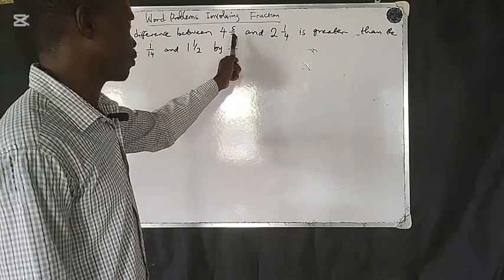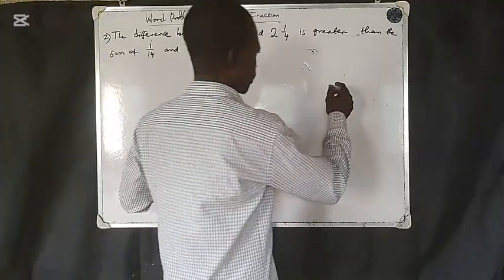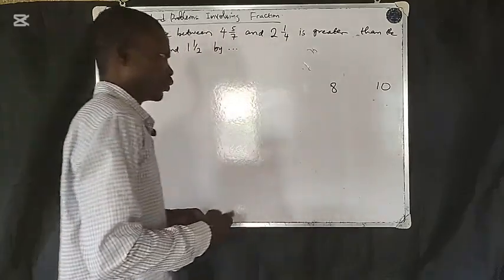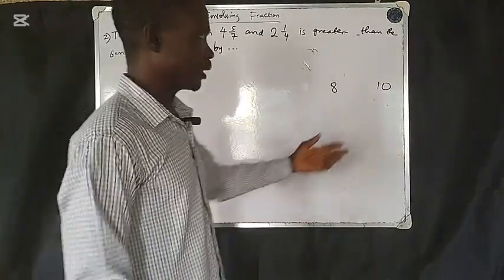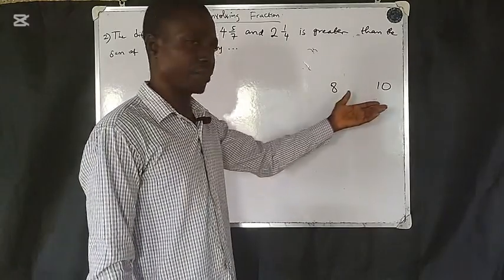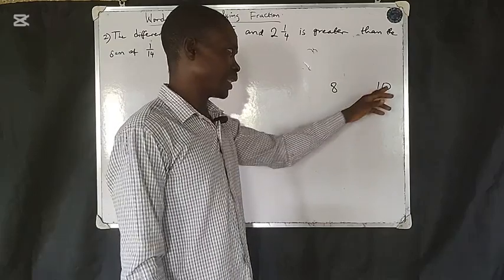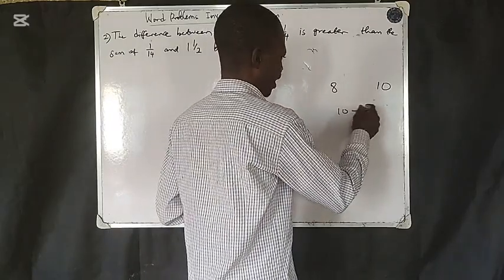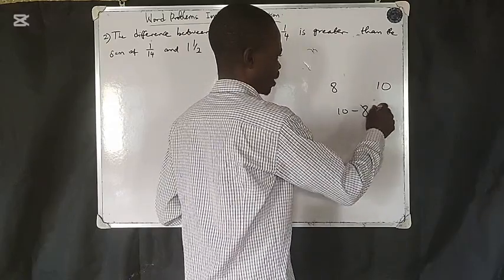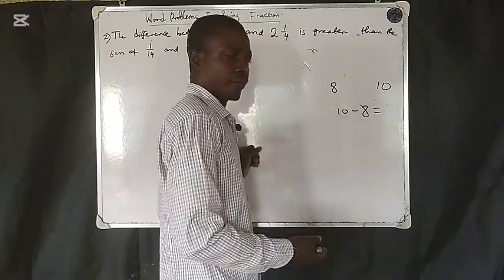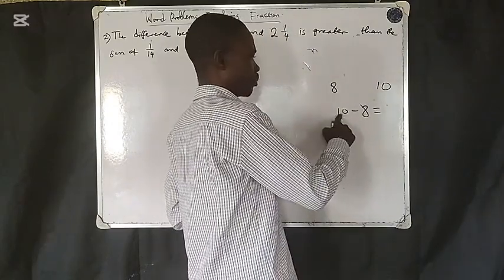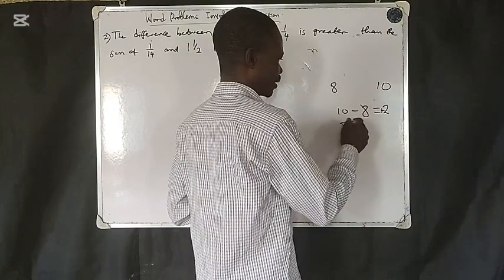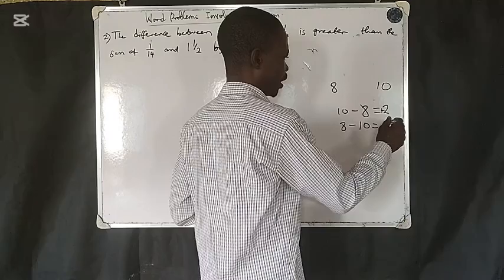Just like if you are finding the difference between 8 and 10, and 10 is bigger than 8, that means the right way to frame it will be 10 minus 8. If you don't frame it as 10 minus 8, you are going to get a negative answer. If you want a positive answer, the bigger number should start. So 10 minus 8 will give you plus 2, while 8 minus 10 will give you negative 2.